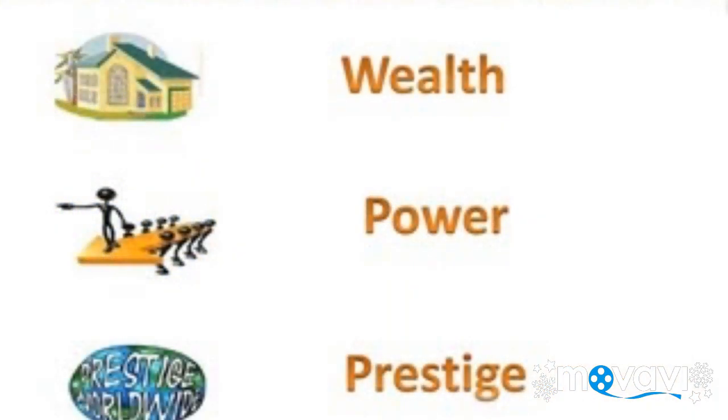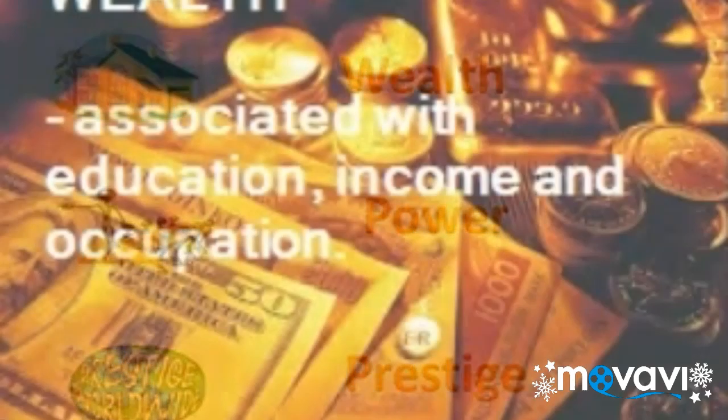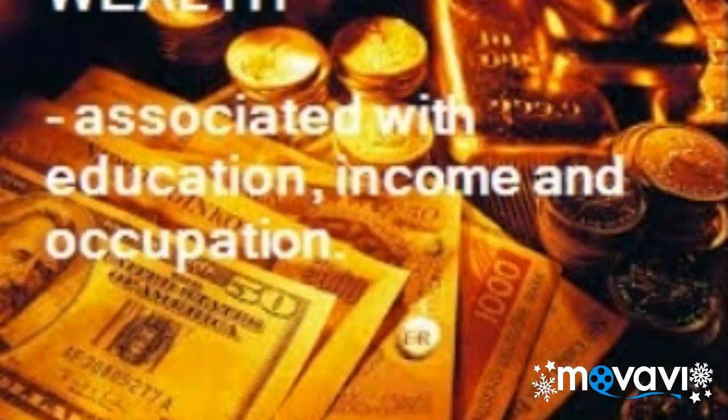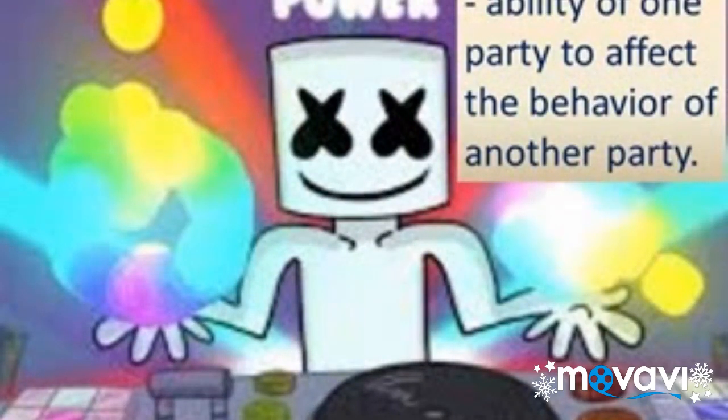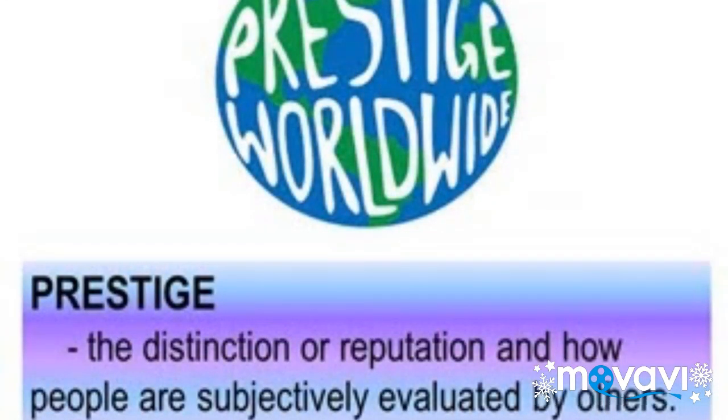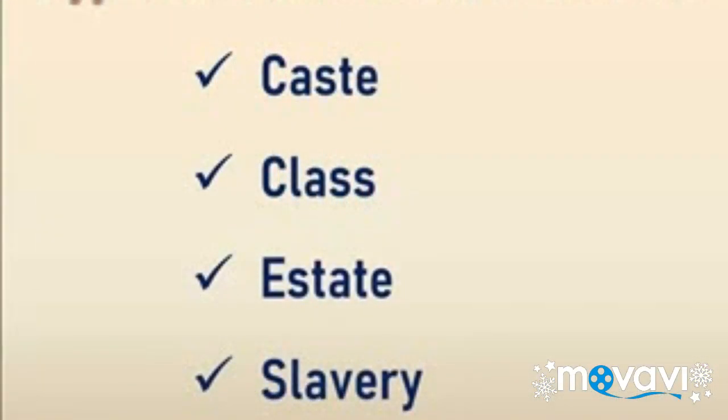In short, the basis of social stratification are the following. We have the wealth, the power, and prestige. Wealth is associated with education, income, and occupation, while power is the ability of one party to affect the behavior of another party. Prestige, on the other hand, is the distinction of reputation and how people are subjectively evaluated by others. The types of social stratification are as follows. We have the caste, class, state, and slavery.